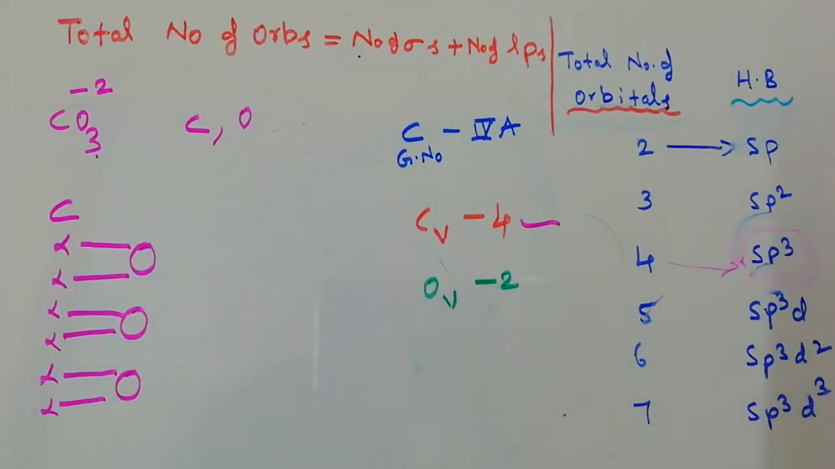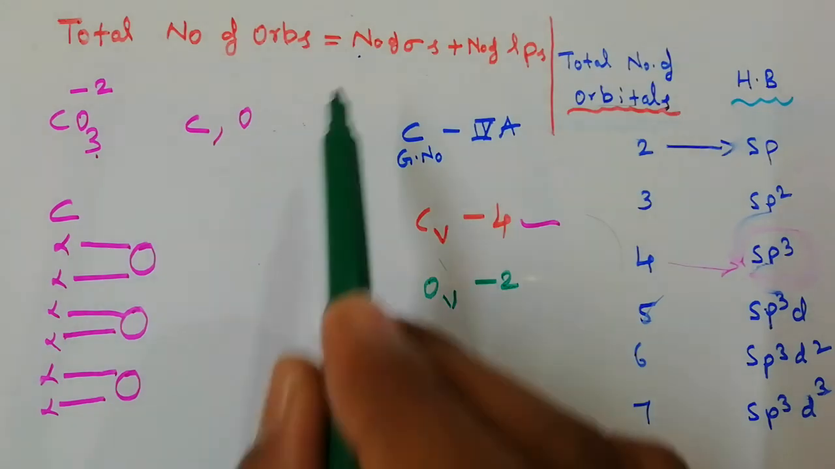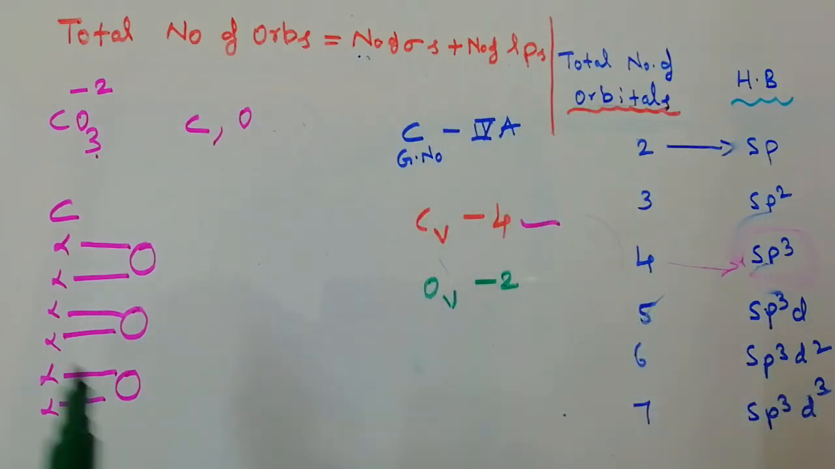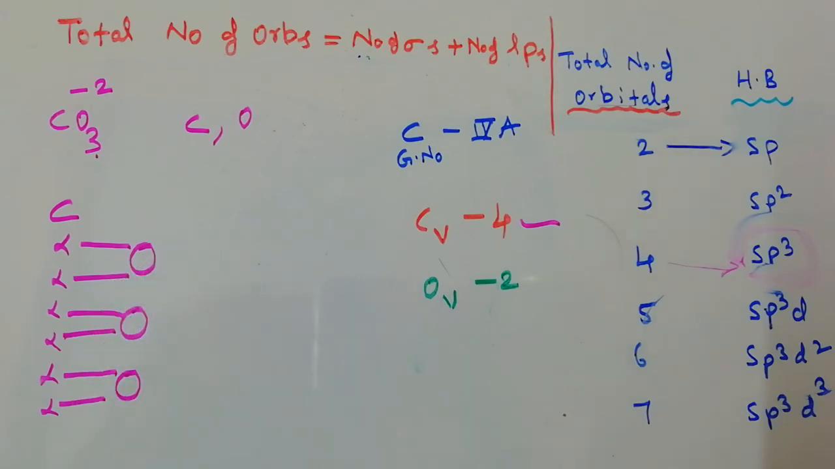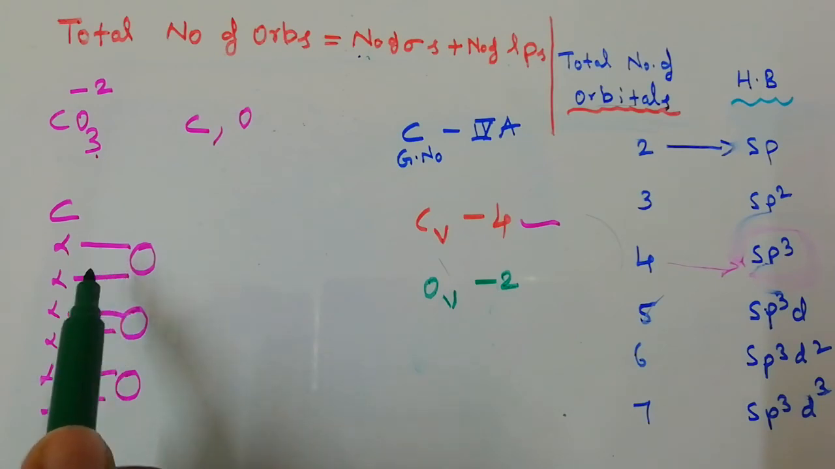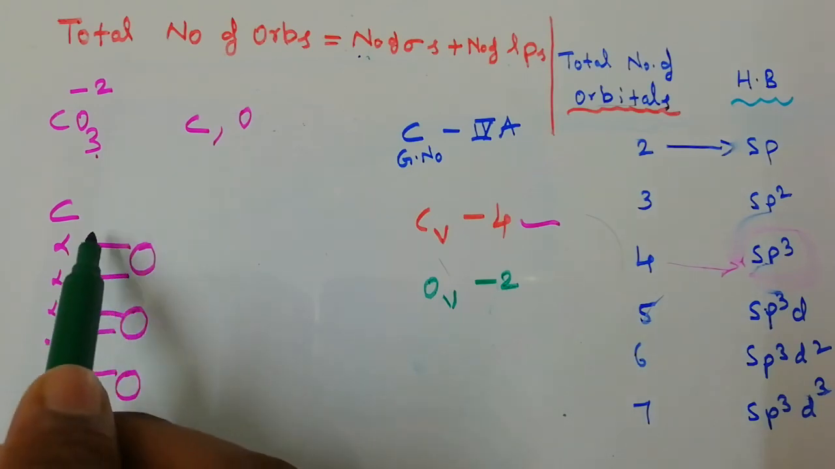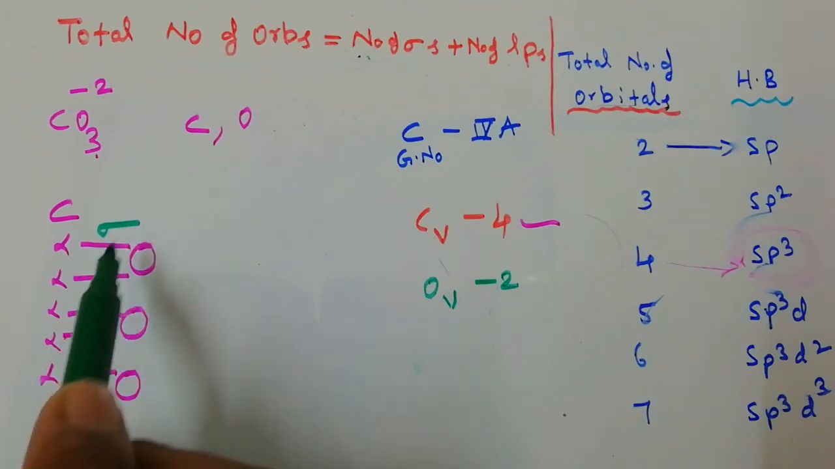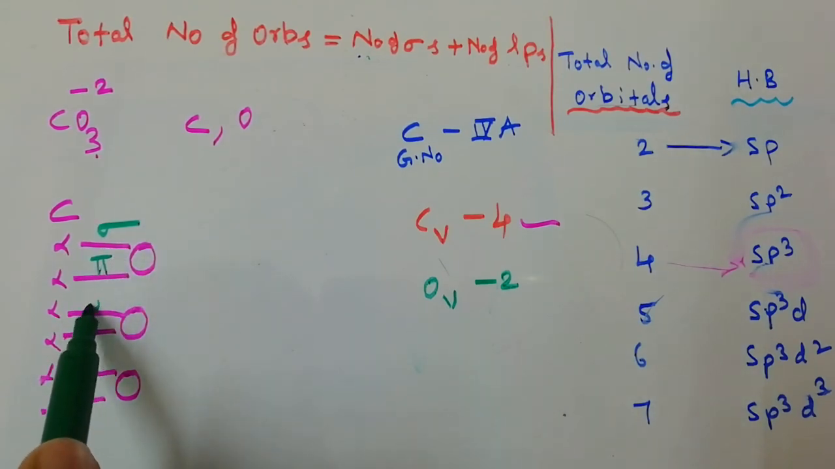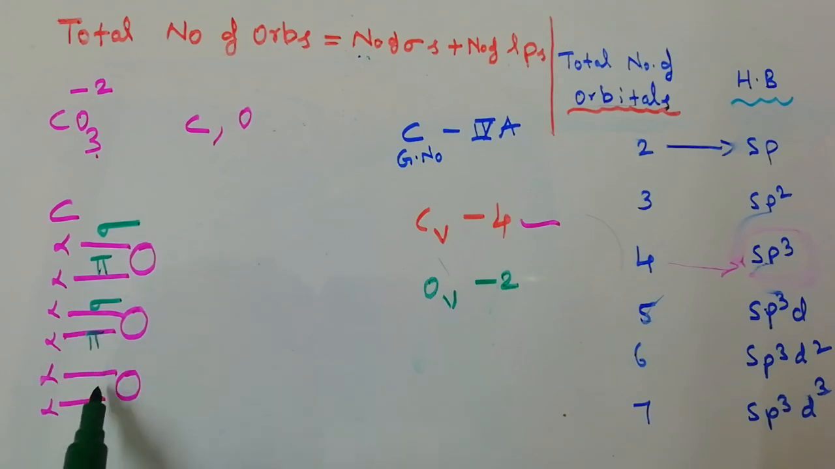Then what is the next step? First we have to select the number of sigma bonds and number of lone pairs. So here we have 2 bonds for the oxygen atom. Earlier I mentioned that each single bond is a sigma bond, but here we have not a single bond, we have a double bond. In any of the multiple bonds, whether double bond or triple bond, one is a sigma bond and the remaining are all pi bonds. So this is the sigma bond and this is pi. This is sigma bond, this is pi bond. For this oxygen, this is sigma bond, this is pi bond.